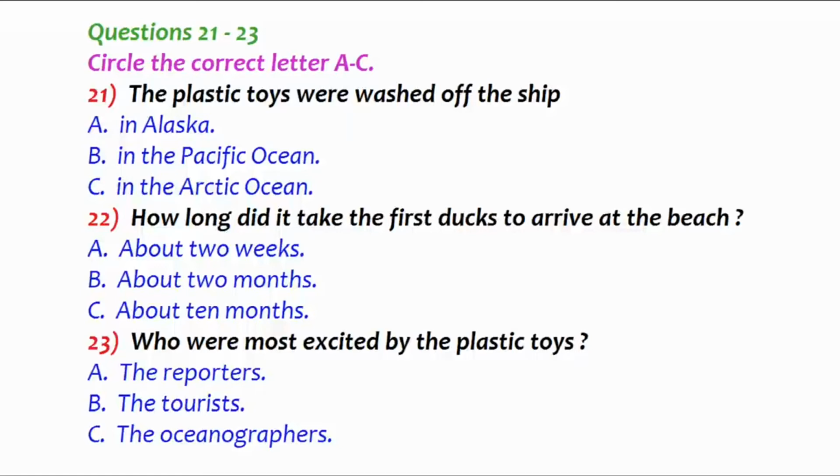During the storm, huge waves washed 12 containers overboard. Inside the containers were 29,000 plastic bath toys. One of the containers opened, and thousands of plastic bath toys spilled out and began to float across the Pacific Ocean. 10 months later, the first yellow ducks arrived on the North American shore. Beachcombers along the shore began to find the toys and reported them to local newspapers. But the people who were most excited by the plastic toys were the oceanographers. It gave them an opportunity to study ocean currents and winds.